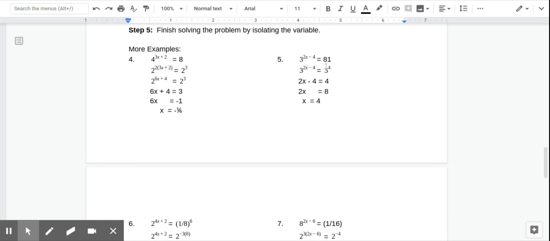3 to the 2x minus 4 equals 81. Well, here we only have to rewrite one side, and we'll have 3 to the 4th for 81. Set those exponents equal to each other, and you get x equals 4.